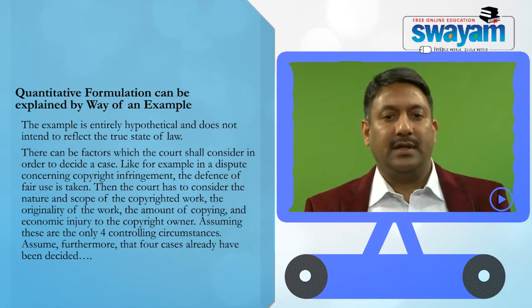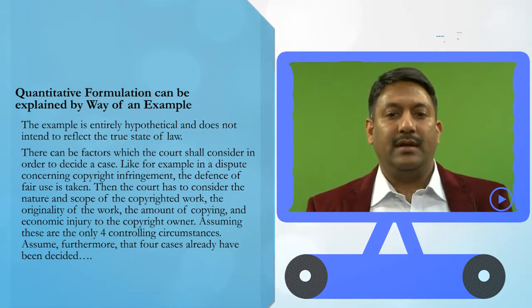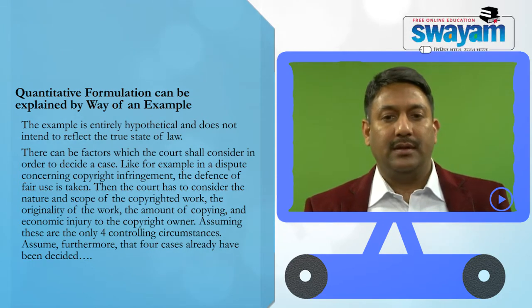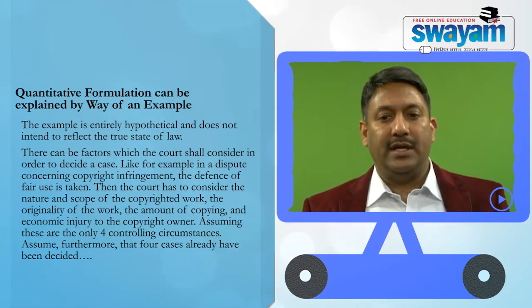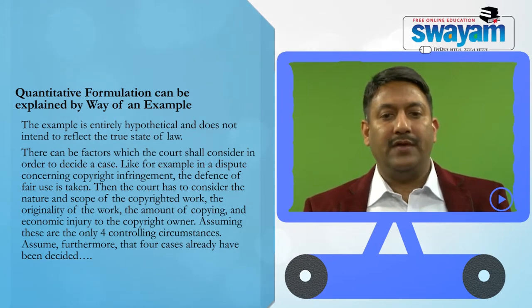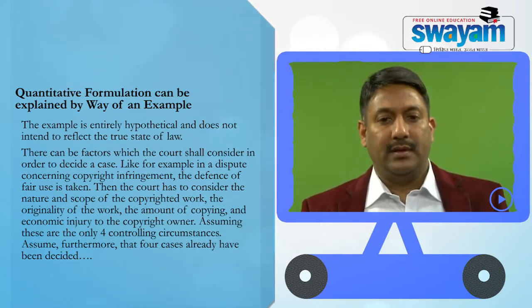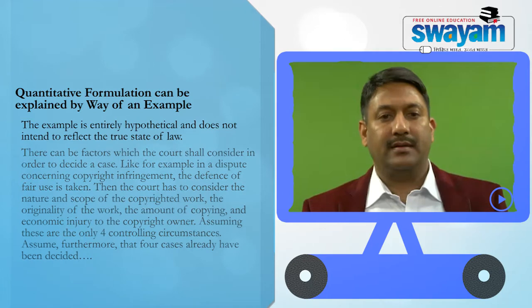There can be factors which the court shall consider in order to decide a case. Like for example, in a dispute concerning copyright infringement, the defense of fair use is taken. Then the court has to consider the nature and scope of the copyright work, the originality of the work, the amount of copying, and economic injury to the copyright owner. Assuming these are the only 4 controlling circumstances, assume furthermore that 4 cases already have been decided.